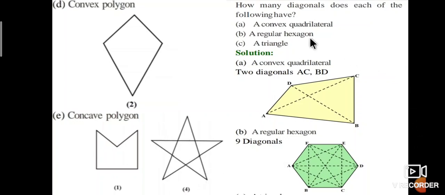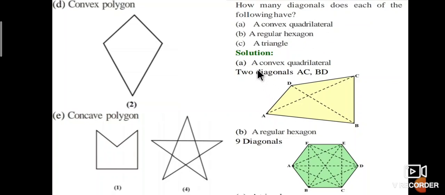Dear students, the next question is: how many diagonals does each of the following have? First one is a convex quadrilateral, second one is a regular hexagon, and third one is a triangle. First, the figure is a convex quadrilateral.